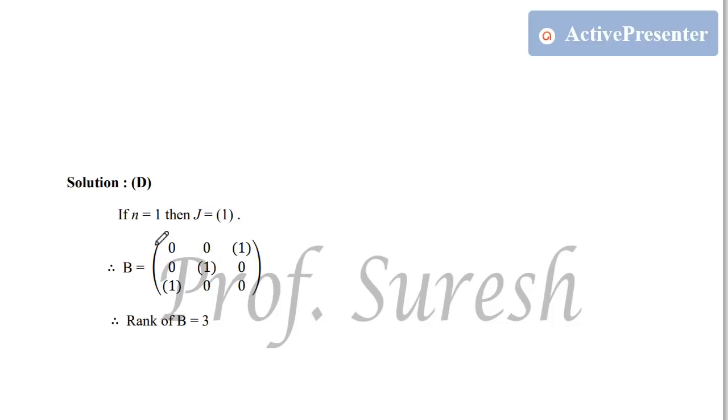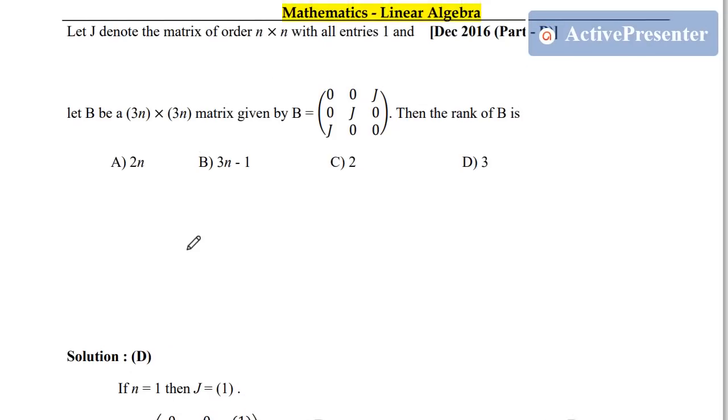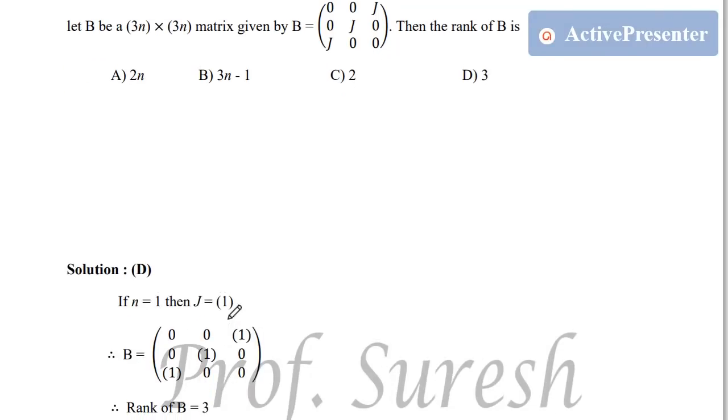Suppose we take n equal to 1. J denotes the matrix of order n by n with all entries 1. N equal to 1 means J will become a single element matrix. So, instead of J we can put 1, and the matrix B will become like this.